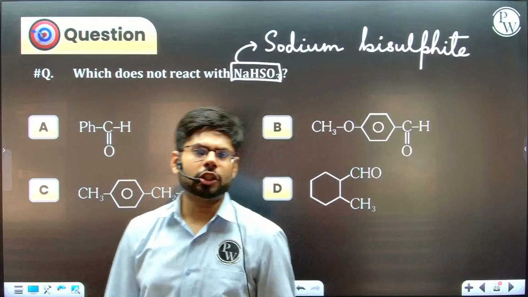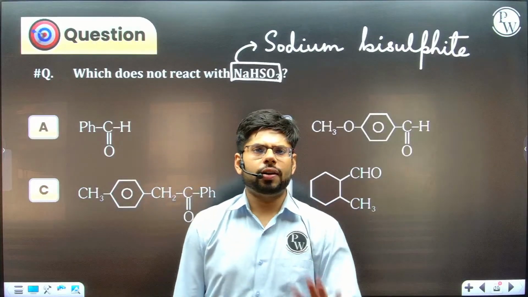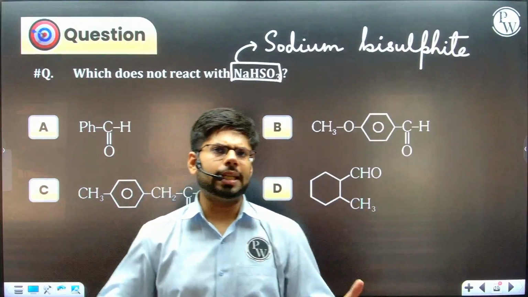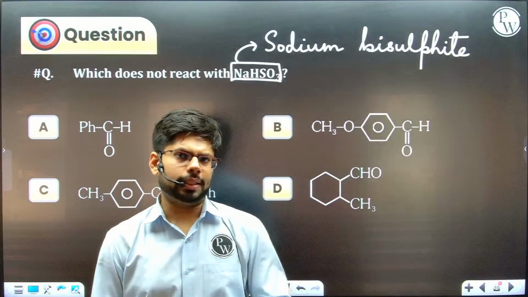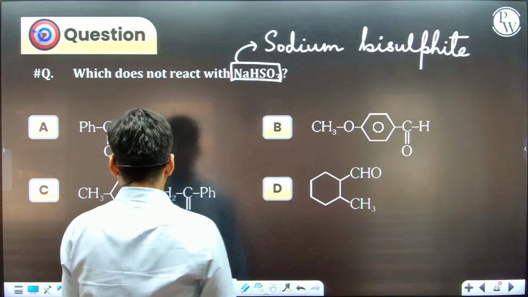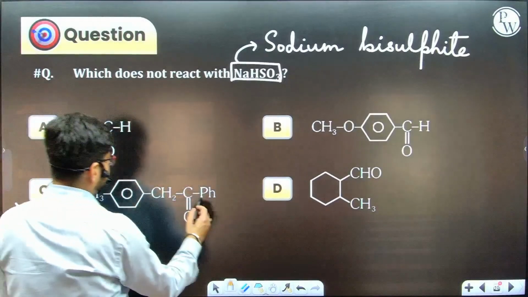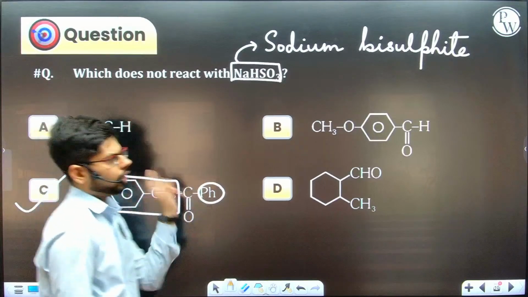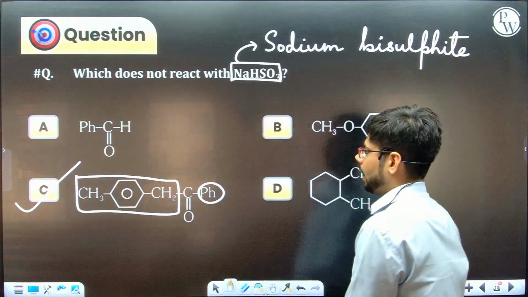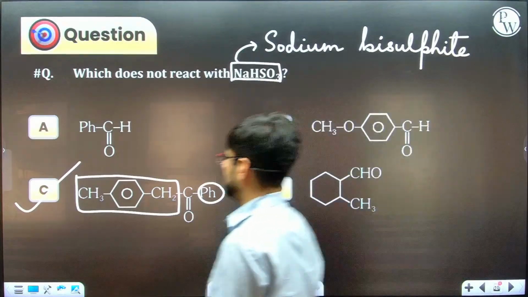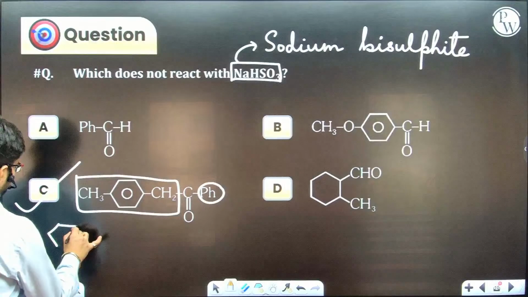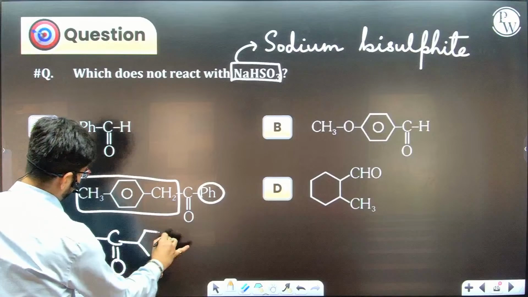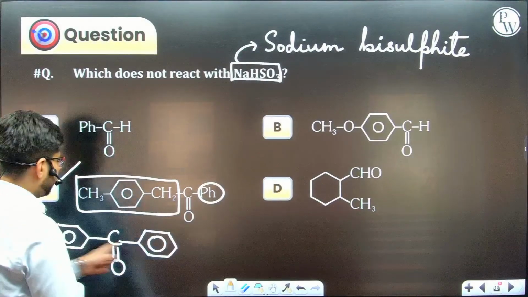There are some ketones which do not undergo reaction with this because of steric hindrance. If the steric hindrance is too much in a ketone, if there are bulky groups attached on both sides of the carbonyl carbon, then such a ketone does not undergo reaction with sodium bisulfite. Hence, C is the correct answer. You can clearly see this is a bulky group, this is also a bulky group. Both these bulky groups are connected to this carbonyl carbon. So C does not undergo reaction with sodium bisulfite. Likewise, benzophenone also will not undergo reaction with sodium bisulfite.